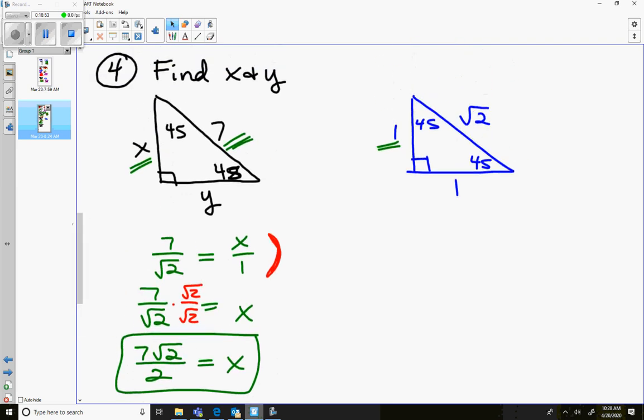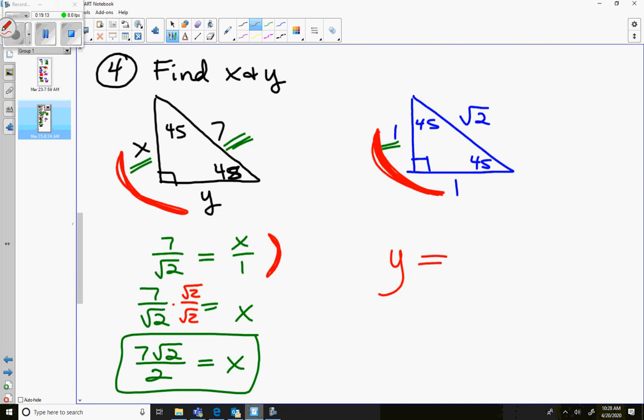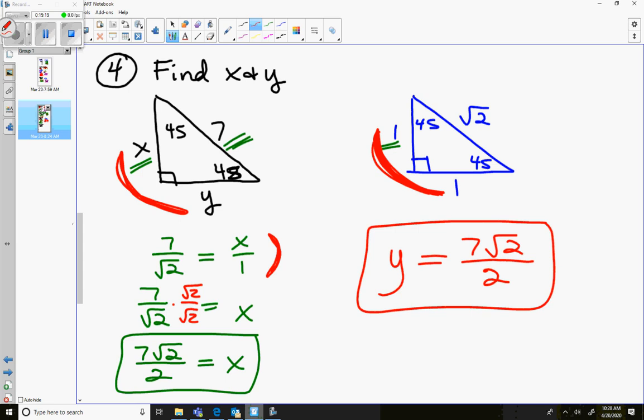Now, what about y? Well, again, a little bit of a shortcut here. You could do the same work, but hopefully you are recognizing that the two legs are the same value. So if I already know what x is, I automatically know what y is. Y better also be 7 square root of 2 over 2. I don't really need to set up the proportion to figure that out.